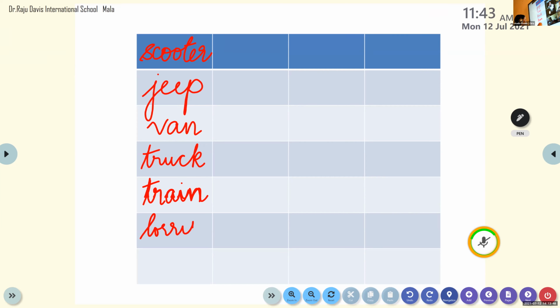Okay, is there any other word? Yes, Muhammad Rishan. Lorry. I have to check whether such words are there. Okay. Now, the last word.